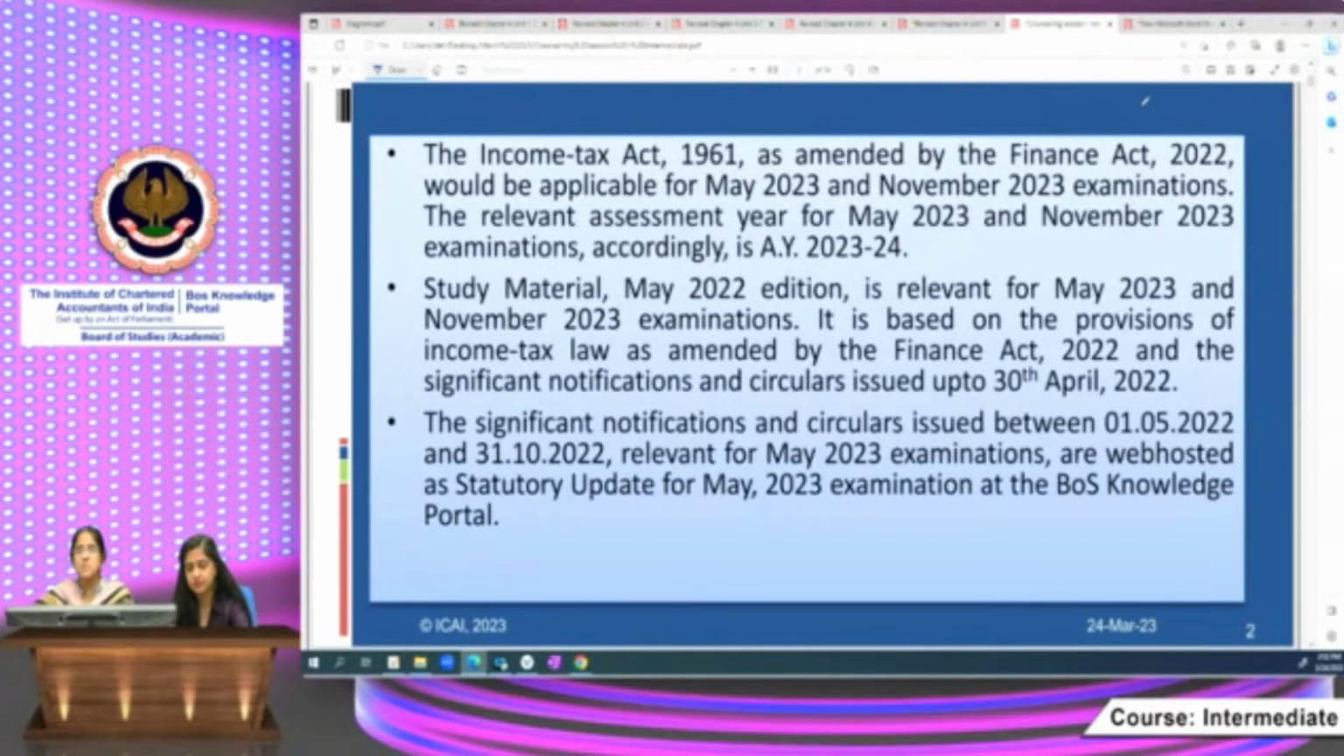So the 6 months of notifications and circulars which are relevant for you are given in the statutory update that is web hosted at the BoS knowledge portal. So that is also relevant, and 50 MCQs have been web hosted, which are relevant for May 2023 examination. So these are the publications which are relevant, and of course RTP and MTP, mock test papers.